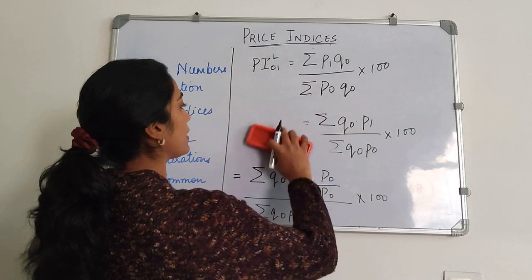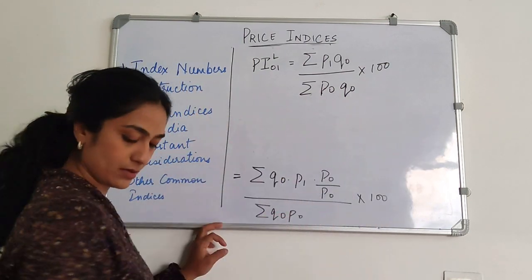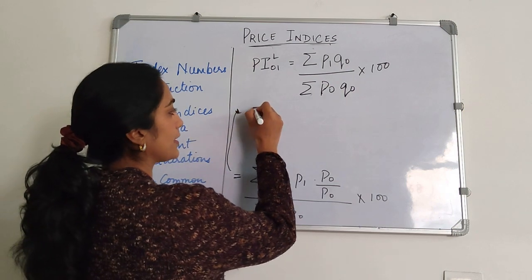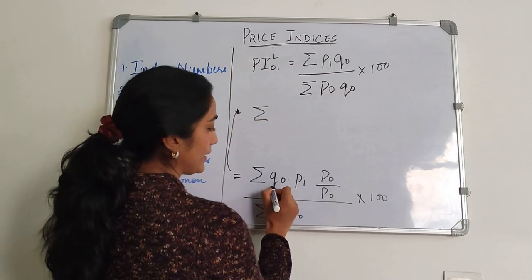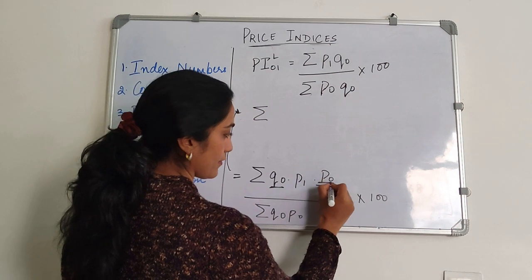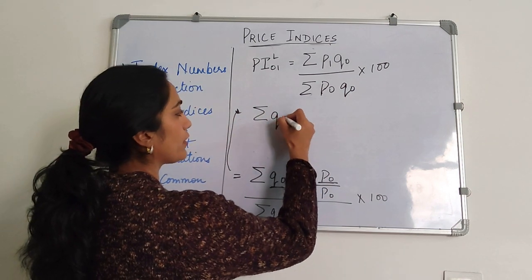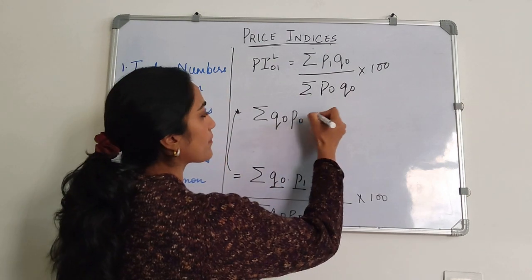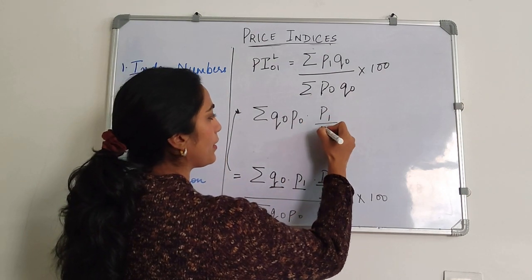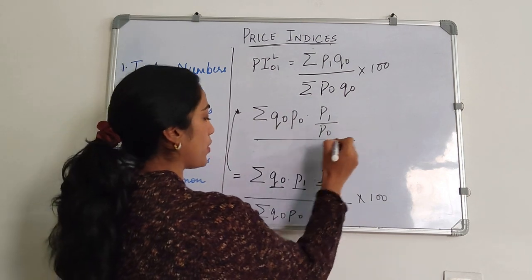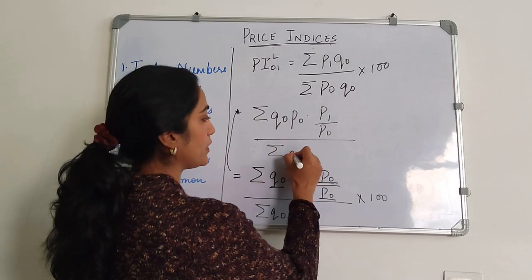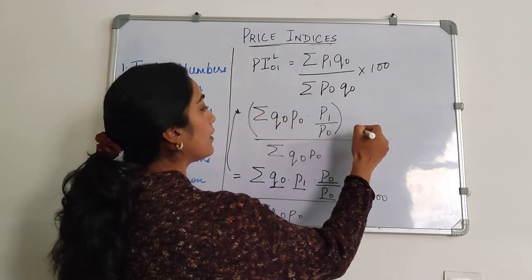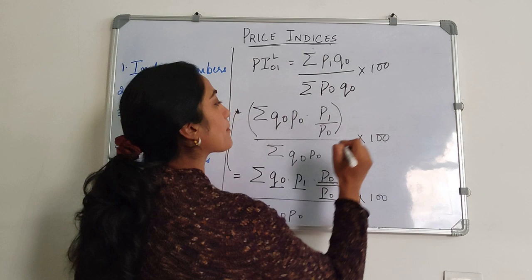So I'm just rubbing this one. This can be written as sigma, taking this and this together. So I'm writing Q0 P0, and I'm taking this and this together, times P1 by P0 upon, of course, the denominator remains the same, multiplied by 100.